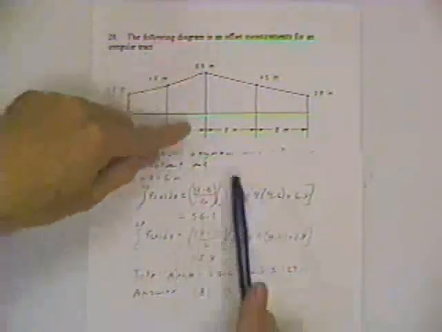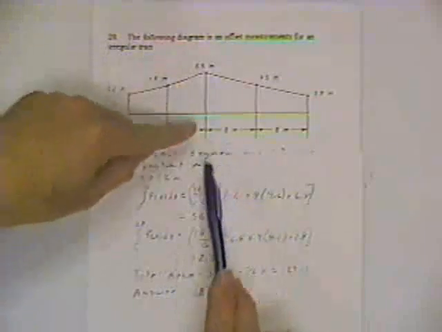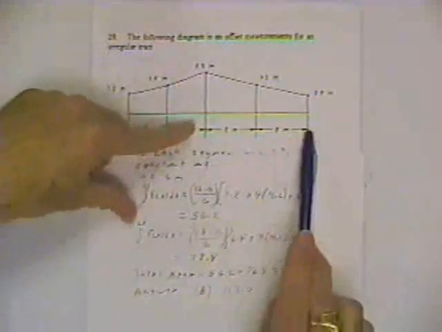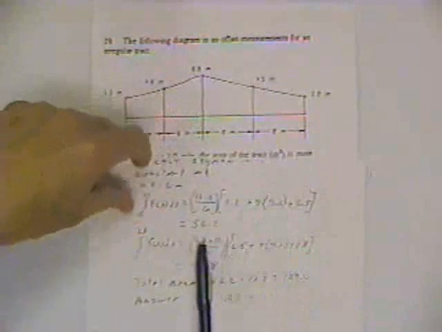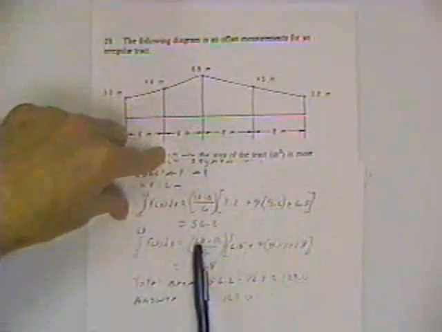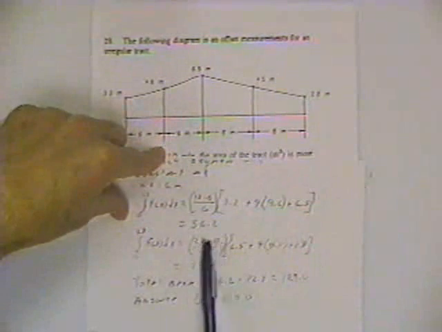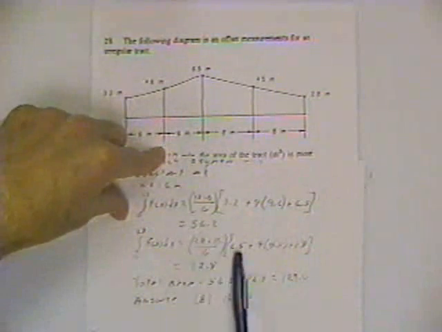Calculate that as 56.2. Then apply Simpson's rule again to the next set of data. So you're going to integrate now from x equal 12 to x equal 28. The range is from x equal a equal 12 to b equal 28. Put b minus a in.